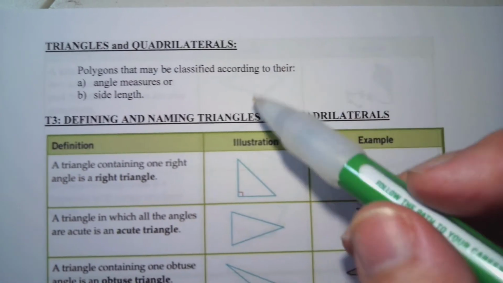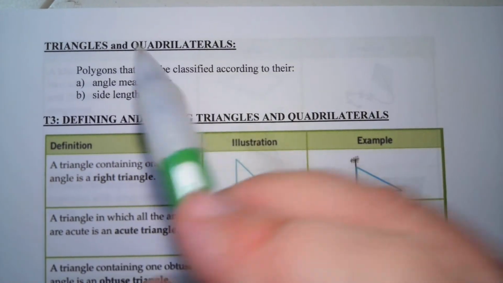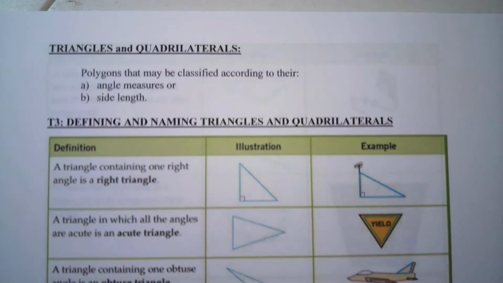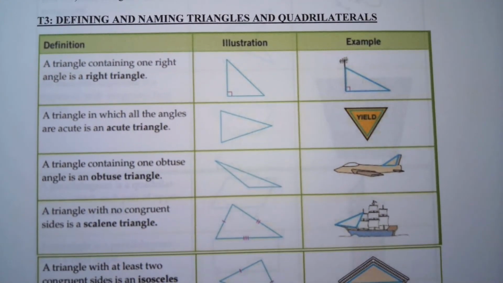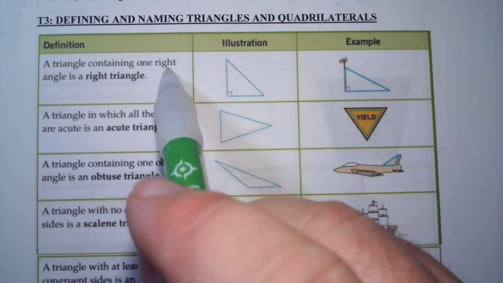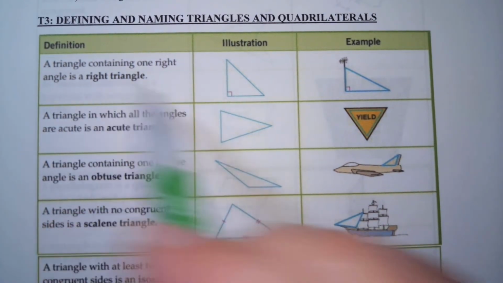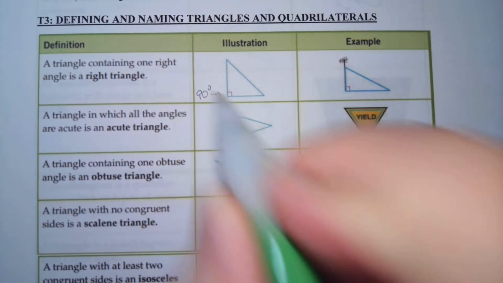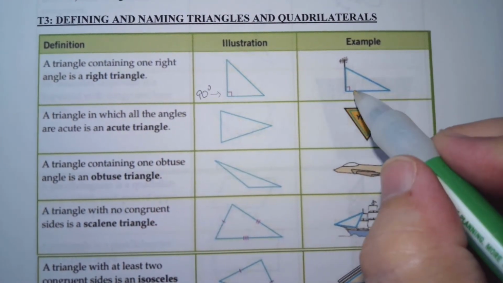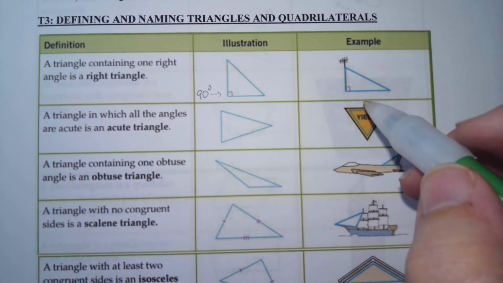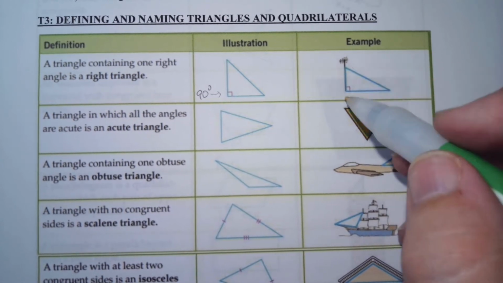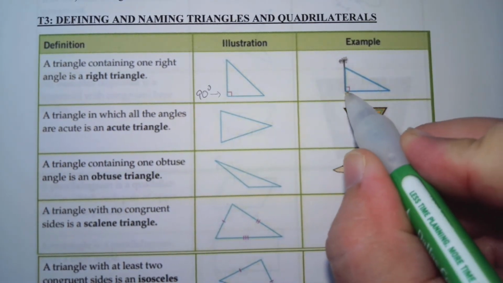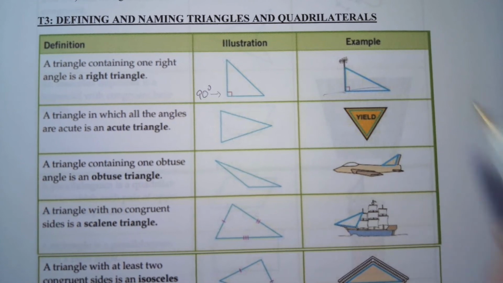Triangles and quadrilaterals. Polygons are classified according to their angle measures and side lengths. A triangle containing one right angle is called a right triangle. There's a 90-degree angle. A case in point there is a flower, a tree, or a post. It creates a right angle to the ground. We also call that perpendicular.